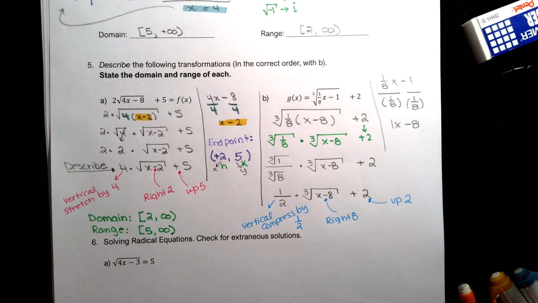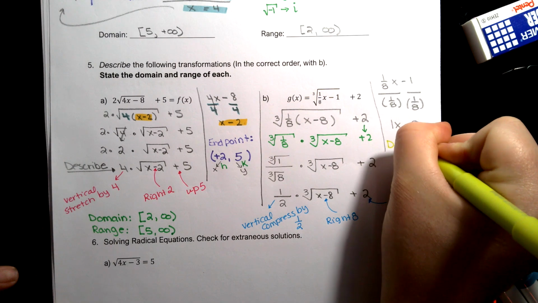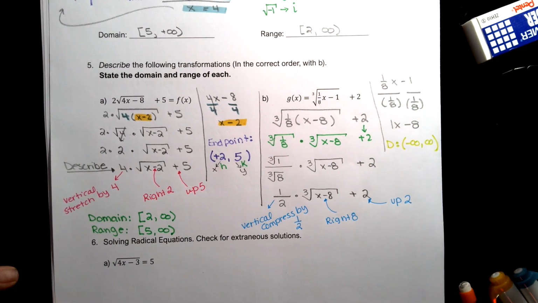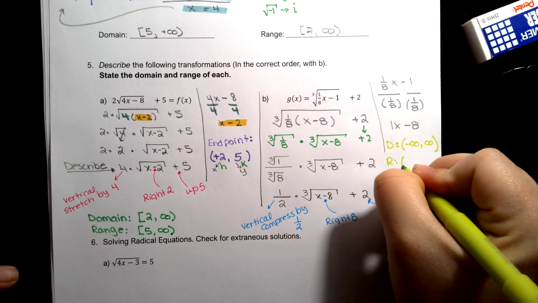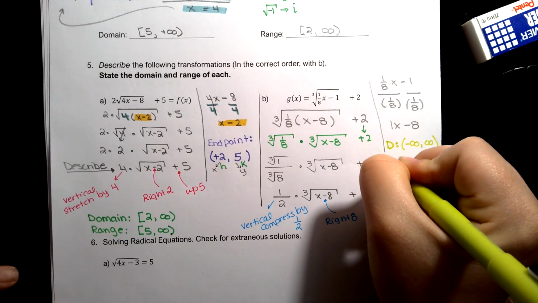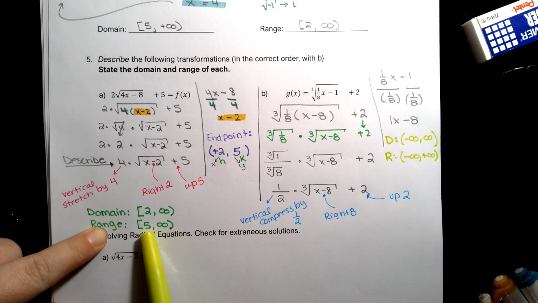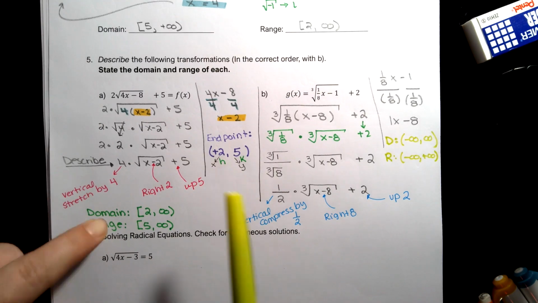For the cube root, a little bit easier because it's always the same. Cube root does not have any limitations, so for your domain and range, you don't really need to look anywhere. You're just going to always have all real numbers. So your domain is going to be from negative infinity to positive infinity, and your range is going to be from negative infinity to positive infinity. Again, for cube root, it's always going to be the same. For square root, index of 2, you got to look at your endpoint.